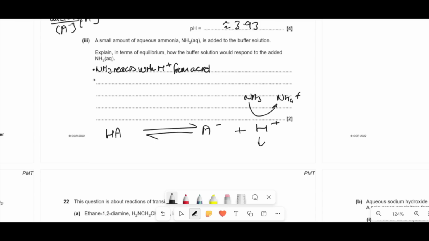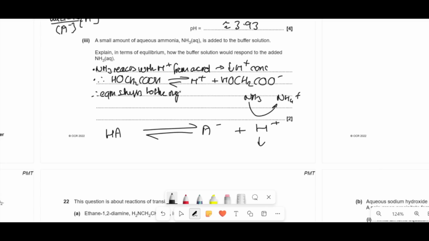You could even write this equilibrium, and you should do that if you're going to do an equilibrium thing. So HOCH2COOH, that's the actual HA, becomes H plus and HOCH2COO minus. If you do that, this causes the H plus concentration to drop. Therefore, the equilibrium shifts to the right, to counteract the change, to increase H plus again. Can you see how that's how a buffer resists changes in pH?